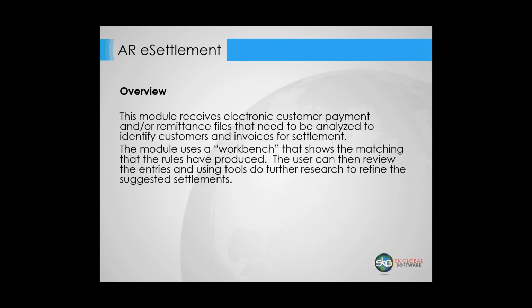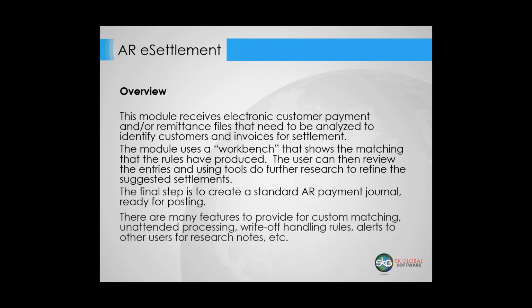Once we bring these transactions in, we use a workbench methodology that allows you to review those items that are matched. For those items that don't match up directly, there are tools available to do further research so that you can refine those settlements. Then finally, after you do the analysis within the workbench, the final step is to create a standard AR payment journal. So it's fairly straightforward: bringing a file in, then in the workbench we massage it, manipulate it, and then we create an AR payment journal as the final step.